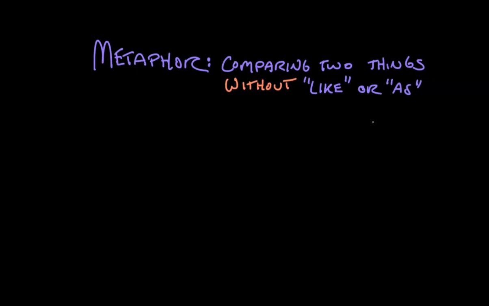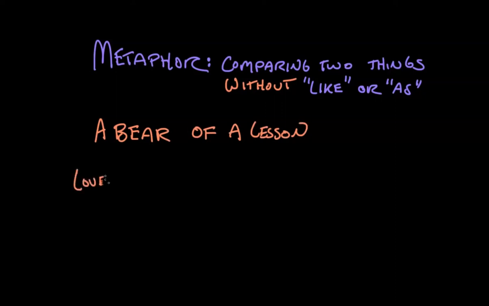You aren't signaling with like or as that you're making a figurative comparison, so you have to use context to communicate clearly. At the beginning of this video, I said this was going to be a bear of a lesson. That's a metaphor. There's a Linda Ronstadt country song from the 70s called Love is a Rose, which is all about how to take care of a relationship through the metaphor of tending a flower with thorns on it.